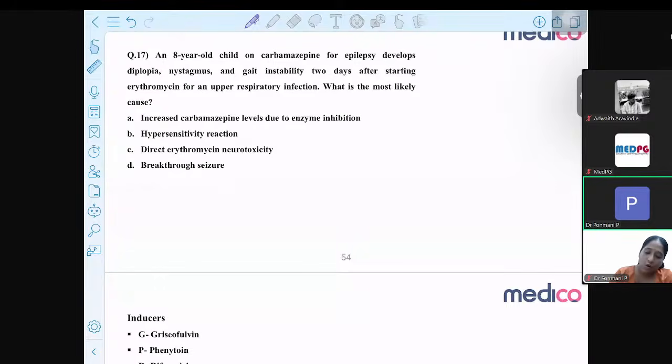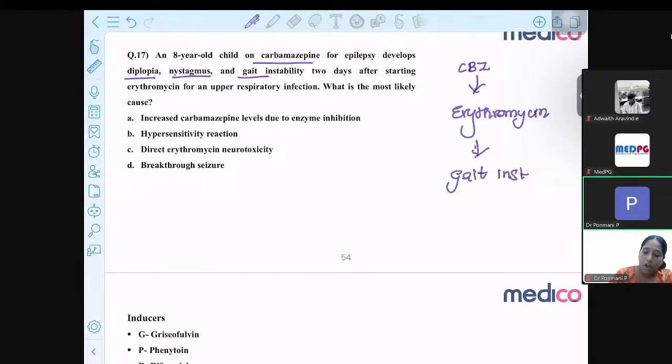An 8-year-old girl is on carbamazepine and she is developing diplopia, nystagmus and gait instability 2 days after starting erythromycin. So she is on carbamazepine and then she was given erythromycin. After giving erythromycin, what is happening? She is developing symptoms such as gait instability. Now, what is the cause? So the cause is obvious here. There's going to be an increase in the level of carbamazepine.